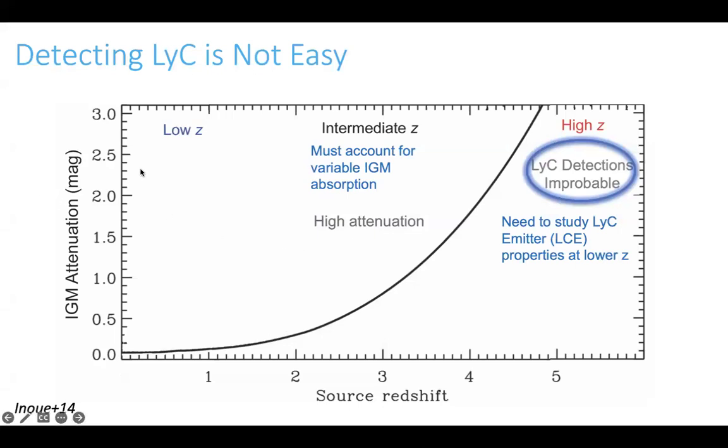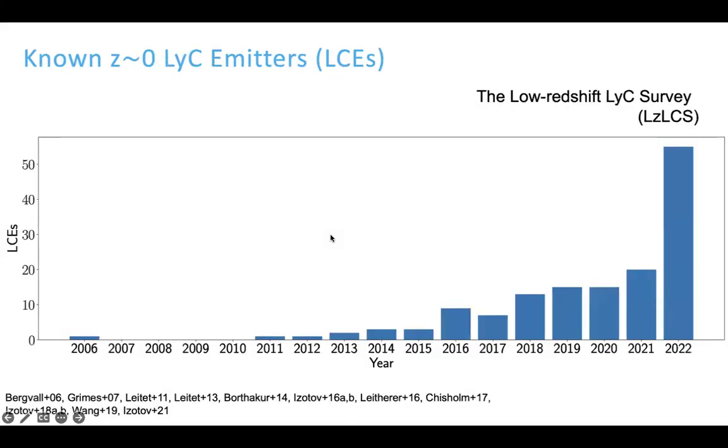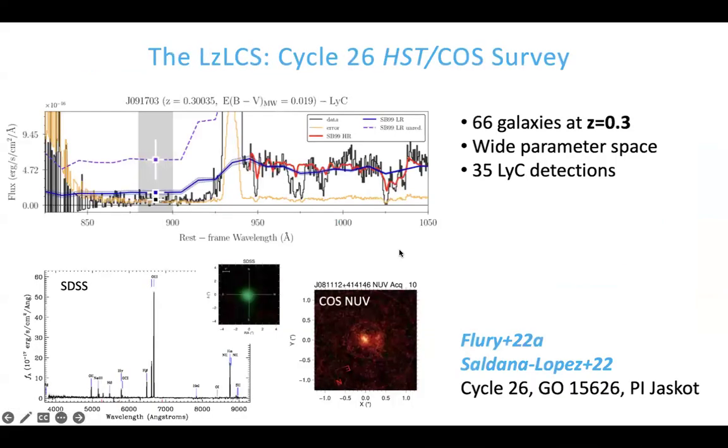So I like to work at low redshifts, less than 1, where we don't have to worry about the IGM really at all. And at low redshift, identifications of Lyman continuum emitters have seen a dramatic rise over the past 15 years or so, starting from just a couple sources known in the early 2010s, and now culminating with the first large statistical sample of Lyman continuum emitters, the Low Redshift Lyman Continuum Survey, where we published our first results in 2022.